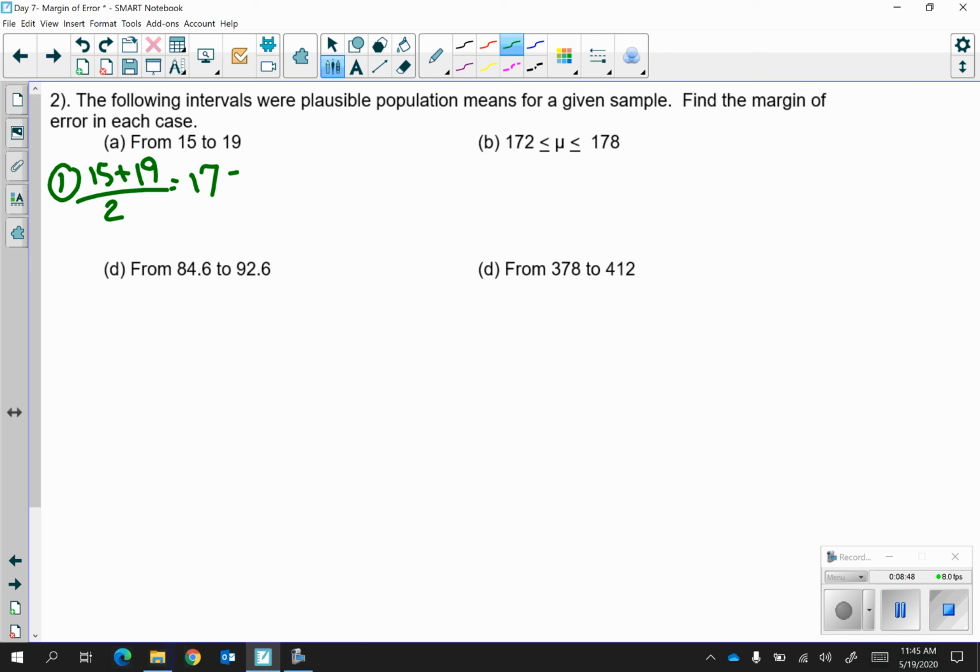Now, keep in mind that we're talking about means, so I'm going to write that this is your sample mean, x bar. From there, you take the upper bound and subtract the sample mean, and you get that 2 is your margin of error. You could try the next one on your own and resume the video when you're done.